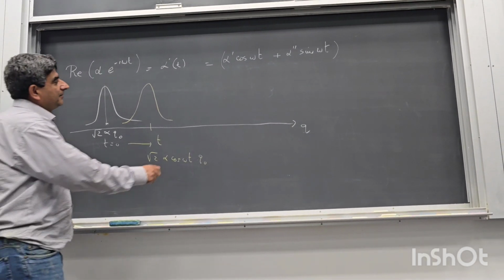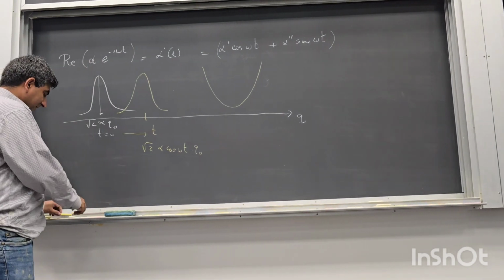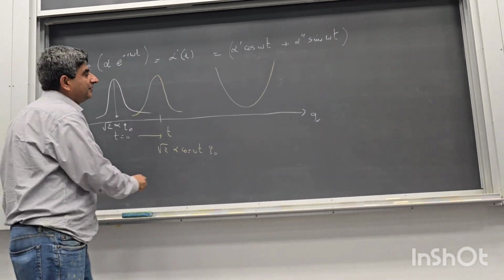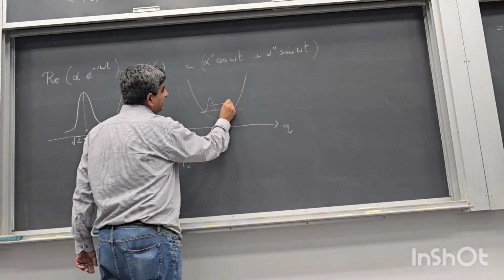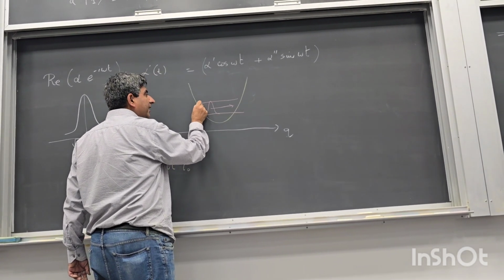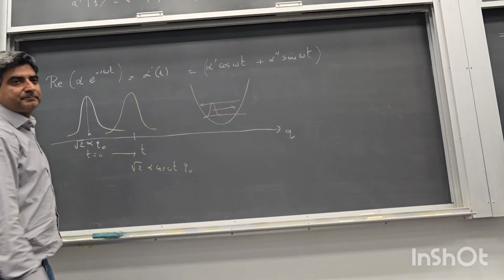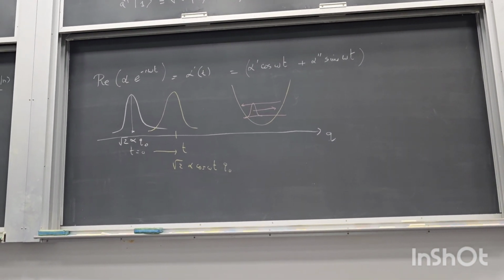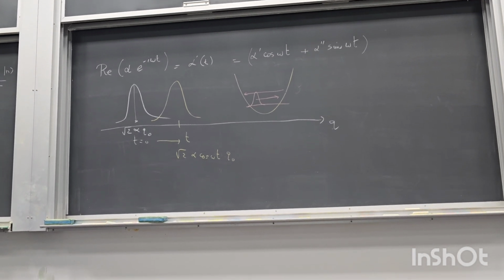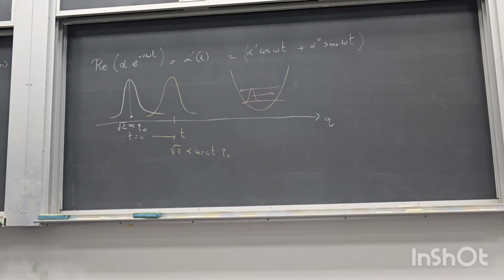So if you look at the harmonic oscillator, if you look at the ground state of the harmonic oscillator, the wave function reaches the edges and then bounces back. So it reflects back and forth. Okay. So this is how the coherent wave function evolves in time.